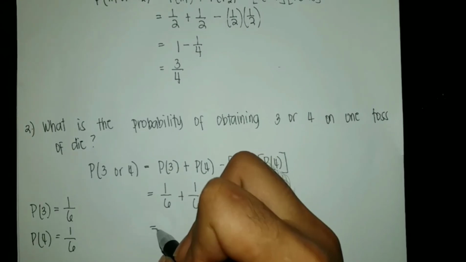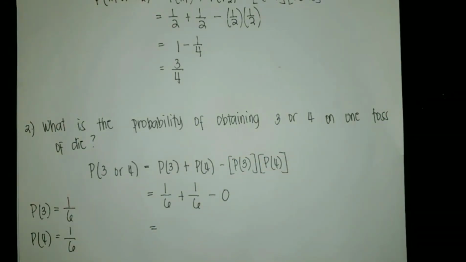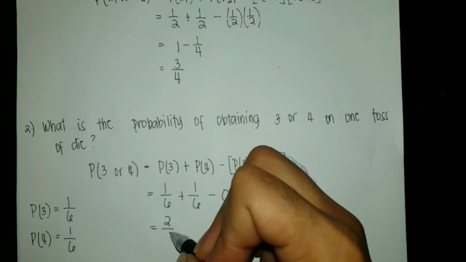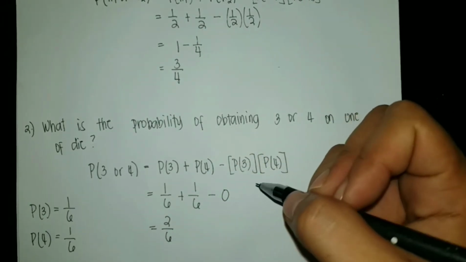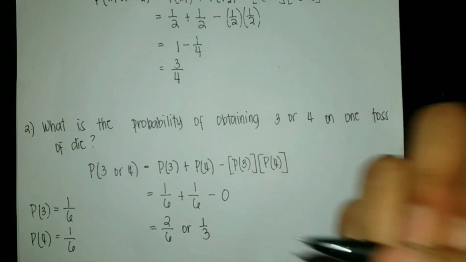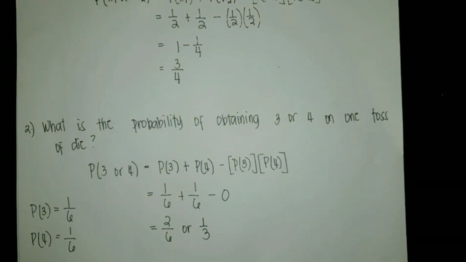Then, simplifying it further, 1 over 6 plus 1 over 6 is equal to 2 over 6, or 1/3. Therefore, the probability of obtaining 3 or 4 on one toss of a die is 1/3. So those are the two probability rules, which are the multiplication rule and the addition rule.